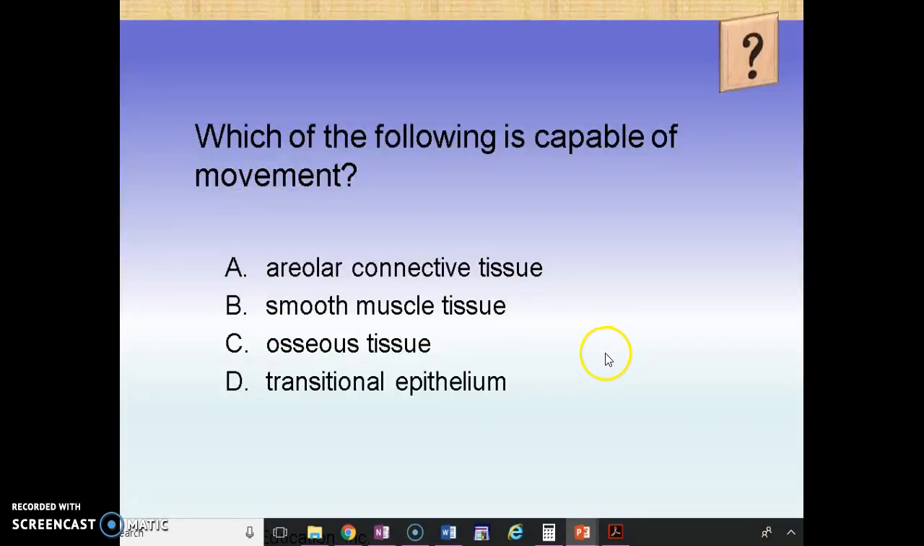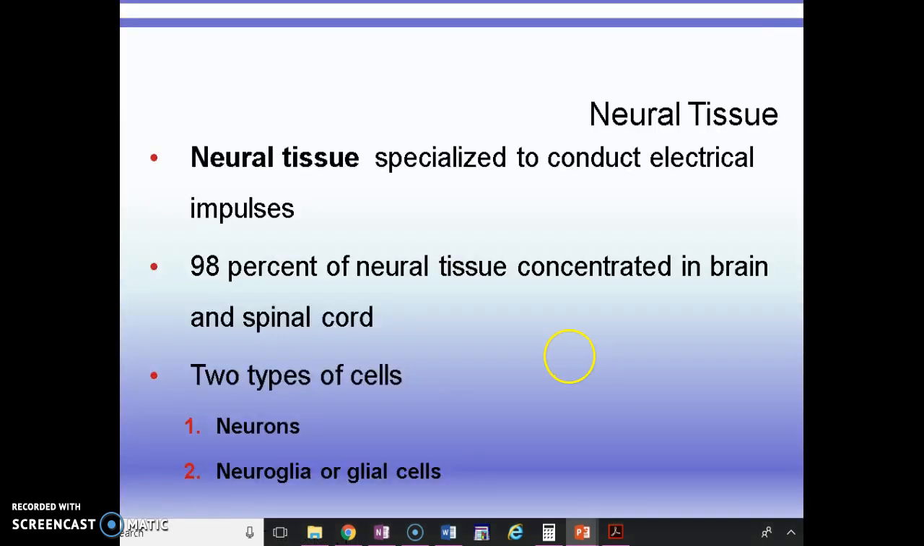Which of the following is capable of movement? Smooth muscle tissue.